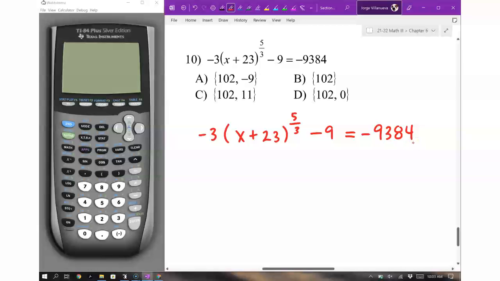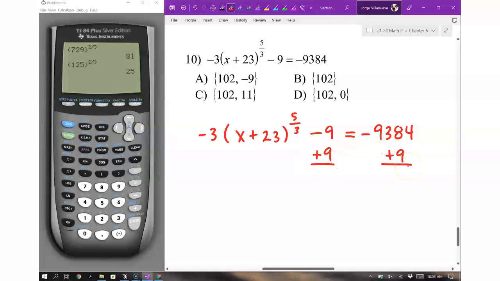So there's our problem. I need that x inside of that parenthesis, but that parenthesis not only is being raised to a fractional power, but it's being multiplied by -3. It's being subtracted by 9. Right? I need to fix that. Okay? So what do I do first? Yeah, let's add 9, right? You always do the addition and subtraction first. Then you do the multiplication or division after.